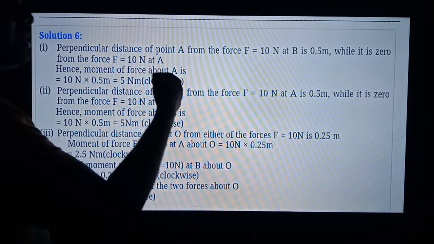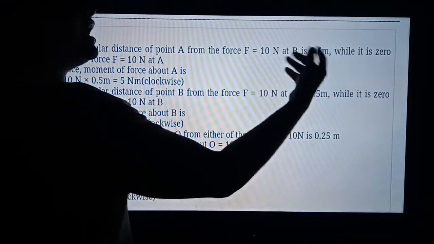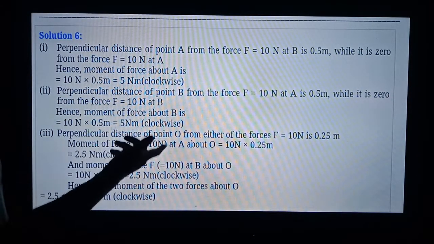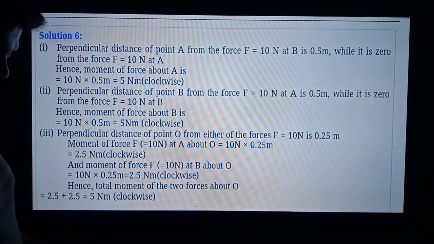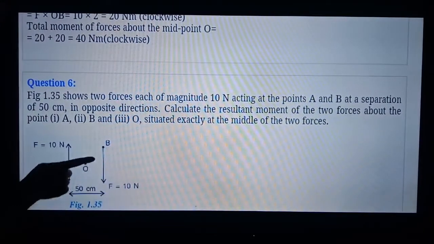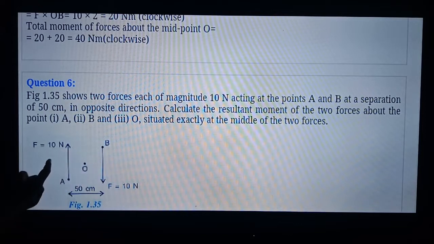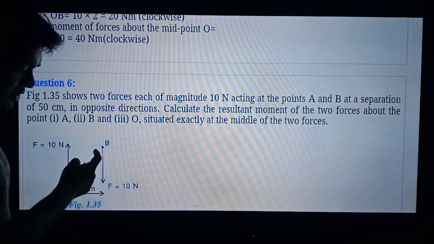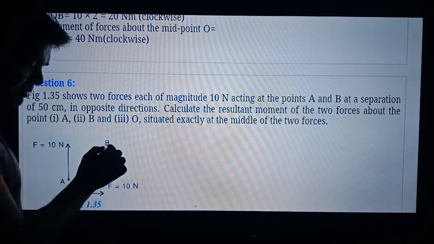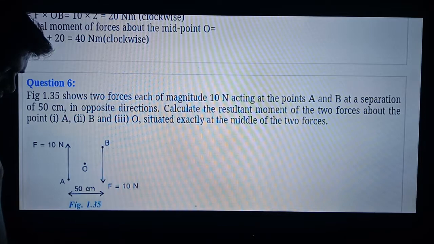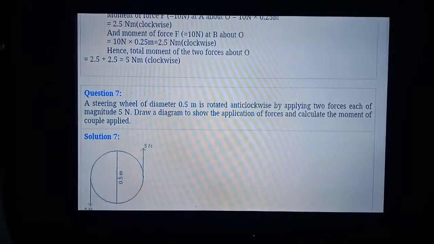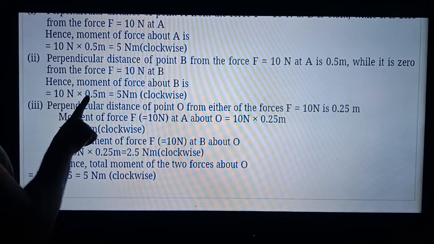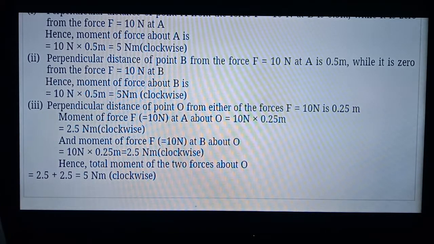Perpendicular distance of point B from the force F 10 Newton at A, that is 0.5 meter, while it is 0 from the force F 10 Newton at B. Let's see this from the diagram. Means that perpendicular distance of force acting at A from B is 50 centimeter or 0.5 meter, and the force acting at B, the distance from point B, that is 0. So net moment of force will become, hence the moment of force about B, that is 10 into 0.5, that is 5 Newton meter clockwise.